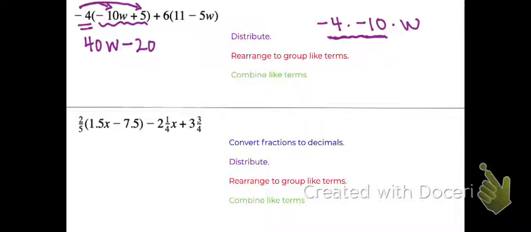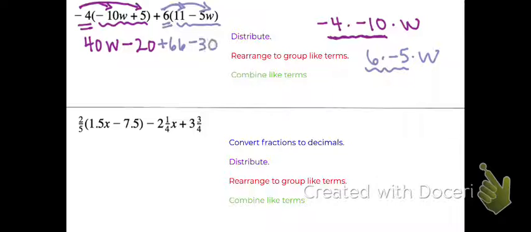Now let's do the same for the next grouping. This is saying 6 times everything in the parentheses. So 6 times 11 is +66. And then 6 times -5w, again that's saying 6 times -5 times w. So we're going to multiply the 6 times the -5 and we get -30. And then we have our w.